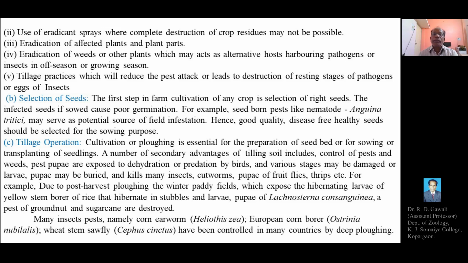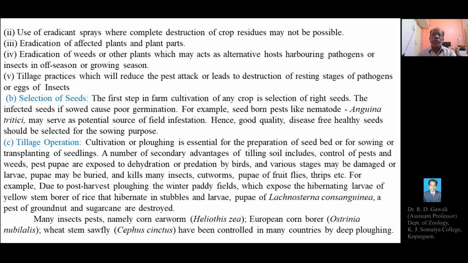Then tillage operation. Cultivation or ploughing, these are the intercultural practices after harvesting or prior to the plantation of the next crop in the next season. We will have to do these practices, tillage operation or the cultivation practices. Cultivation or ploughing is essential for the preparation of seed bed for sowing or transplanting of seedlings of the crops.